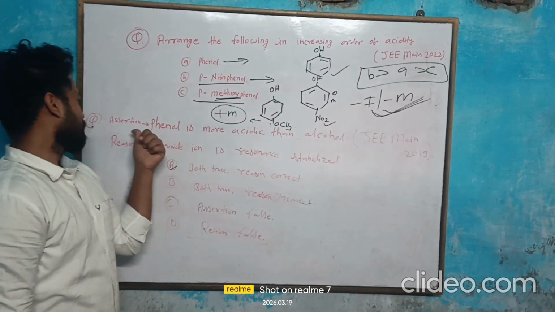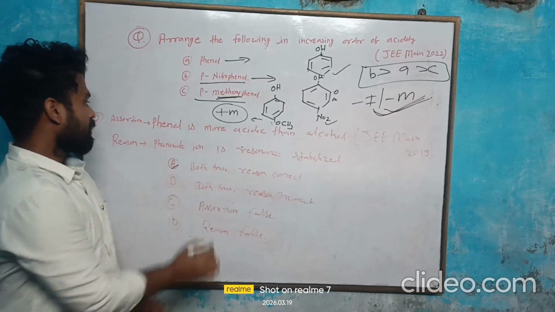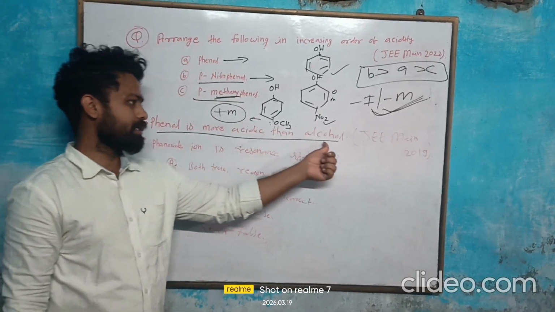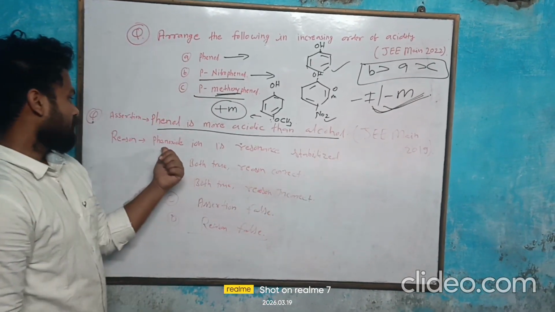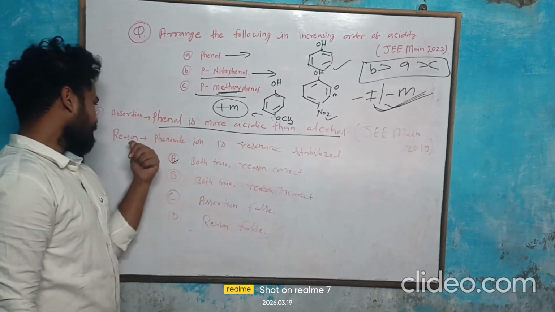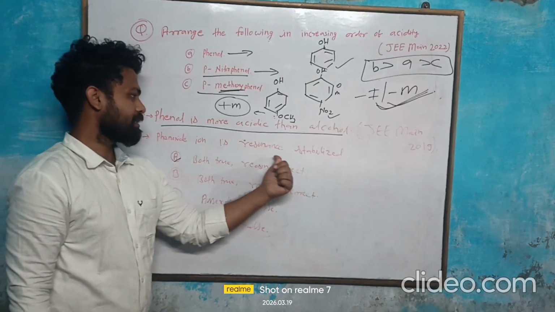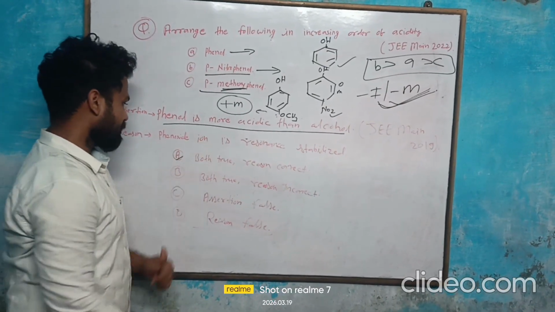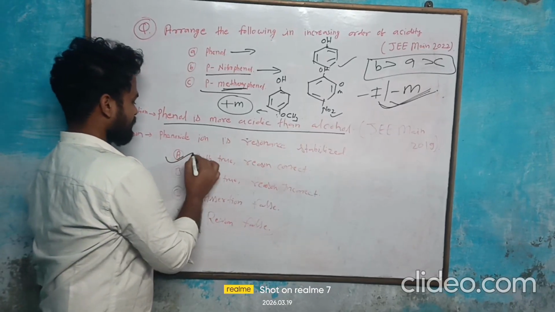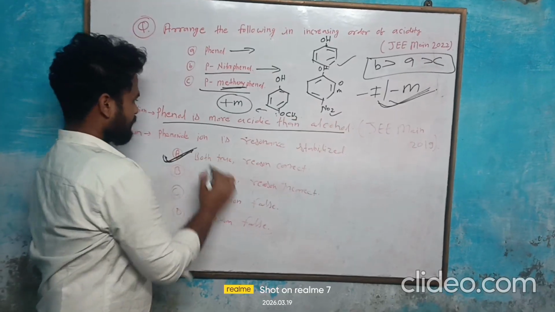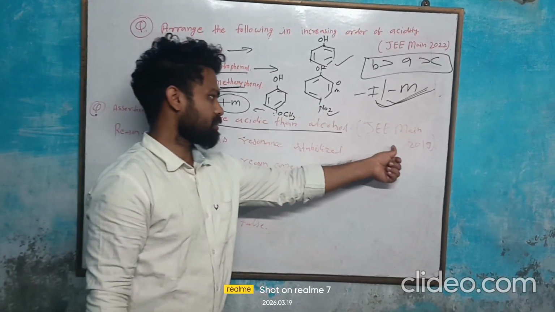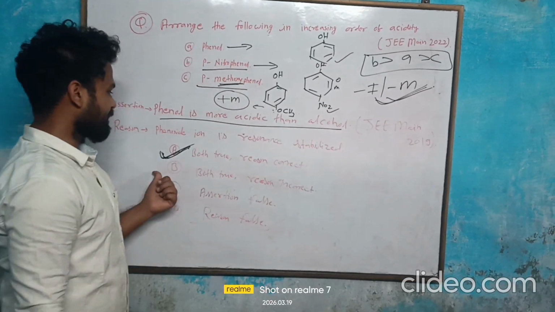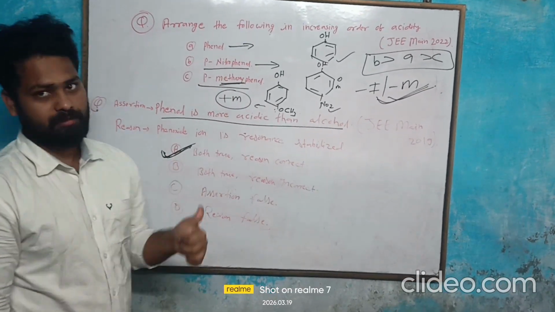Another question is assertion reason type. Phenol is more acidic than alcohol. This I have already discussed in detail. And for this assertion, the reason given is: phenoxide ion is resonance stabilized. It is very clear that both are true, and the second is the reason for the assertion. And this question was asked in 2019. So these are very easy questions from acidic character.